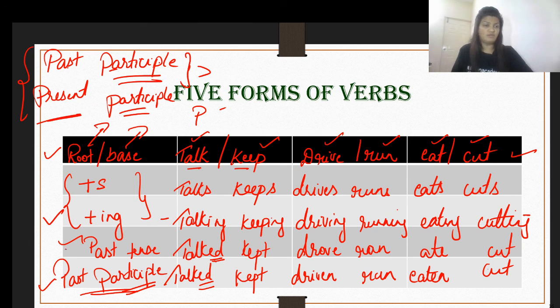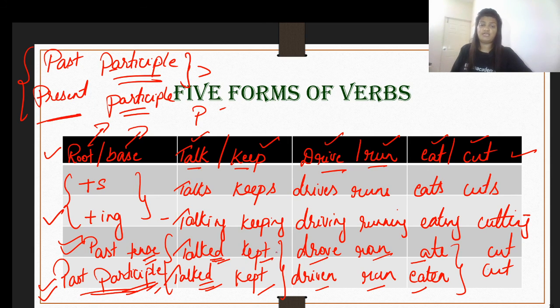Now, when you take a look at the past tense and the past participle, there are two of these verbs which haven't changed their form at all. Talked and talked, kept and kept. They have remained the same, either in past tense or in past participle. But when you take a look at drive and run, the past tense is drove and the past participle is driven. The past tense is ran and the past participle is run. And here, ate and eaten. These types of verbs have different past tense and past participles.